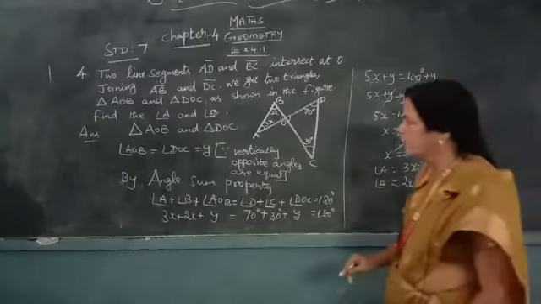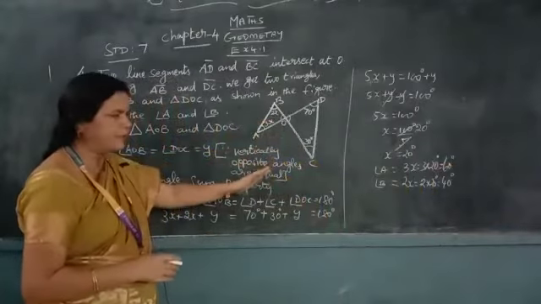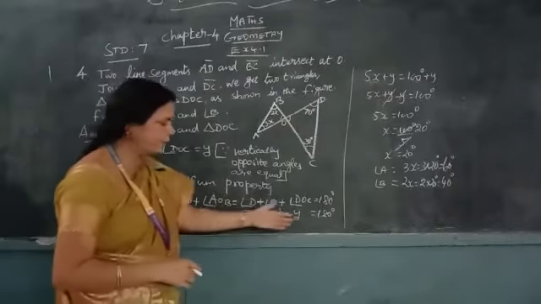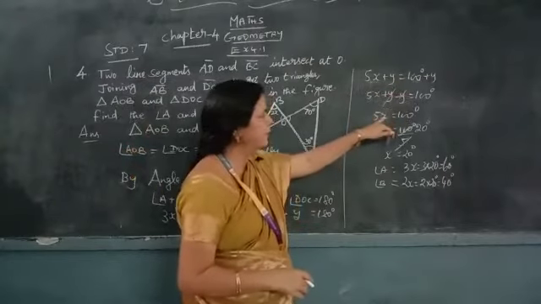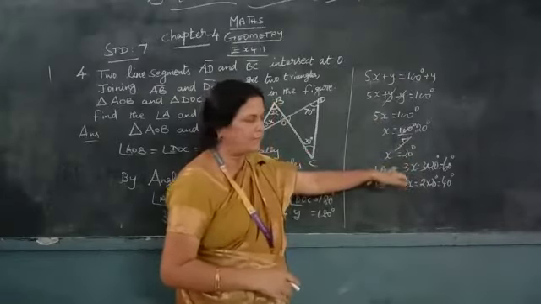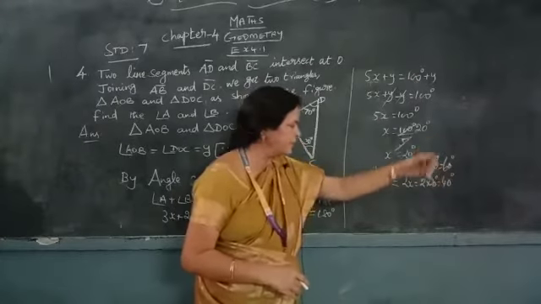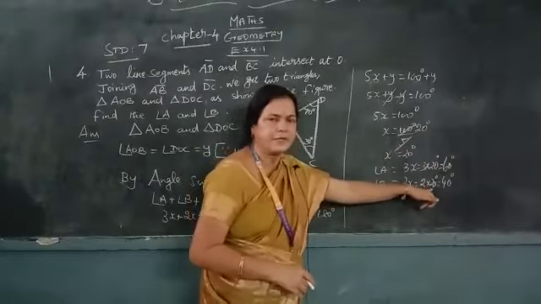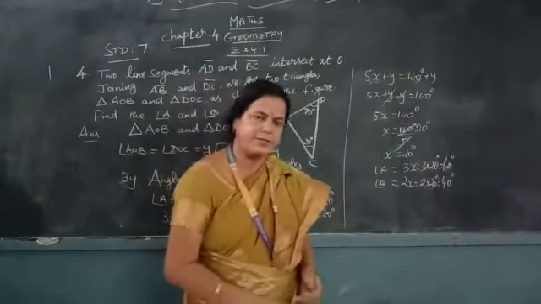Isn't it, children? You have to use that vertically opposite angles are equal. According to the diagram, we use the angle sum property and get 180 degrees for both triangles. That's why you equalize these values and get x as 20 degrees. Angle A is 3x, so 3 into 20 gives 60 degrees, and angle B equals 2x, that is 2 into 20, which gives 40 degrees. Okay, shall we do the next sum?